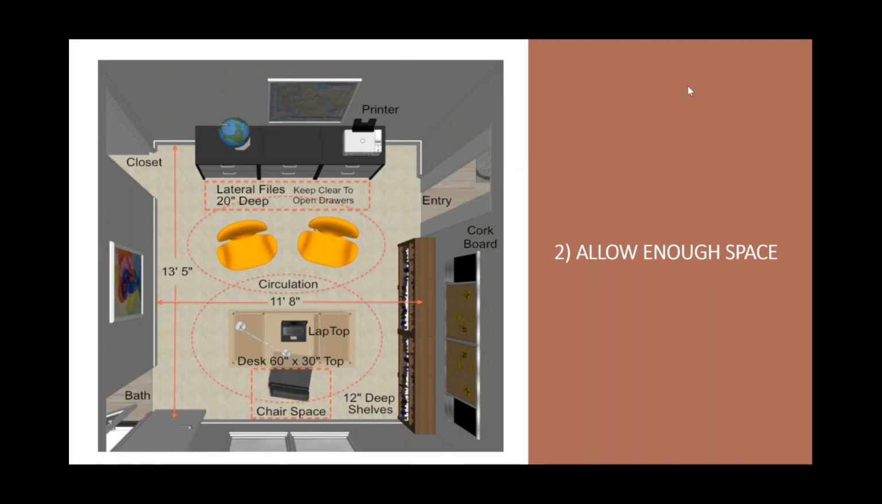Now the next one is allow enough space. Here's an example, and we'll delve more into space when we get to my examples. But here's a good slide. We'll get into details about the desk in a moment, but this is a freestanding desk. If you notice, we talk about sizes. This desk is 30 inches by 60. You want your desk to be anywhere from 48 to 72 wide. Anything under 48 is not as effective.